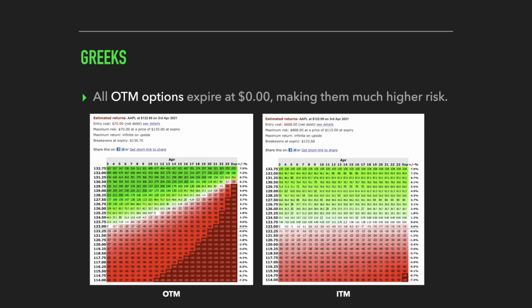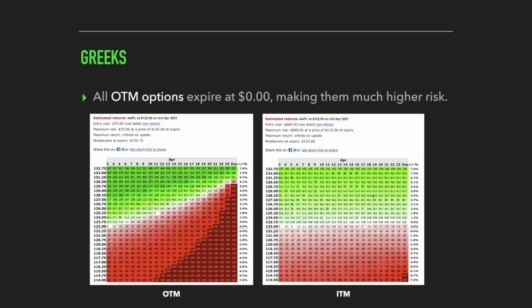So if we were to compare these two different contracts and the profitability of them, they're both for Apple and they're both expiring on the same day. The only difference is that the one over here on the left side is an out of the money contract, and the one on the right over here is an in the money contract. You can see that in order for this out of the money contract to be profitable at expiration, it has to make a much larger move to the upside when compared to this in the money contract that we have over here on the right side. So this really just visualizes the importance of choosing the right contract and of course understanding the risk of buying an out of the money contract.